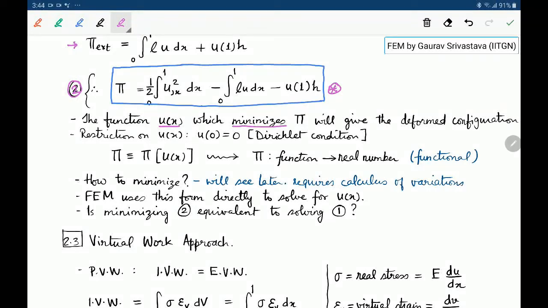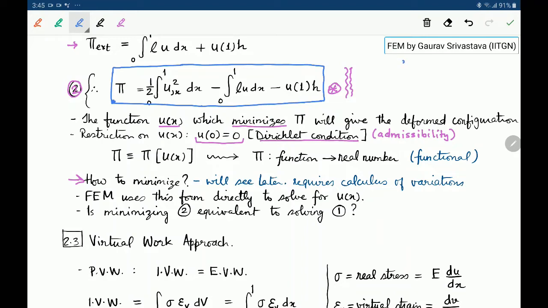Of course, the question is how to minimize this particular object pi with respect to u of x. That we will see later, as it requires something called calculus of variations, which we will learn during the process. Another thing to notice is that the function u of x which can satisfy this is not completely free. It will have a restriction that u at 0 should be 0, which means it should satisfy the Dirichlet condition applied on the system. This is also sometimes called the admissibility requirement.